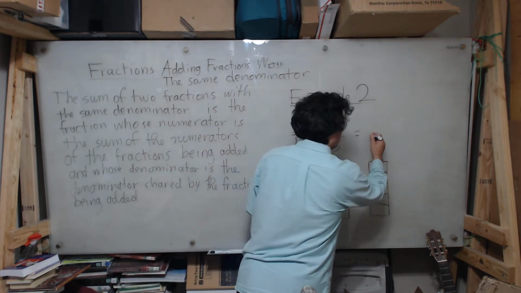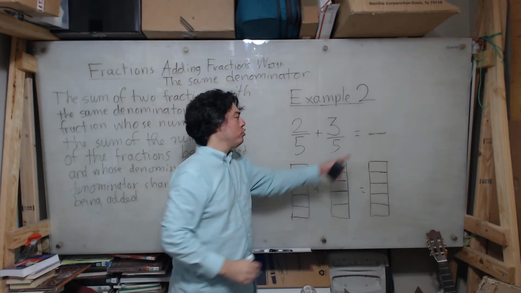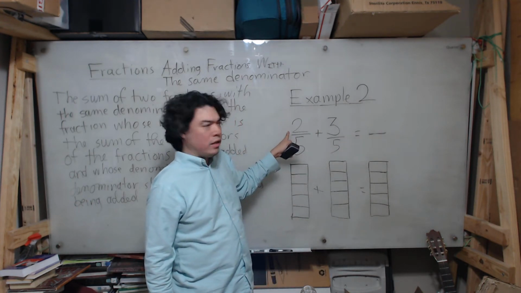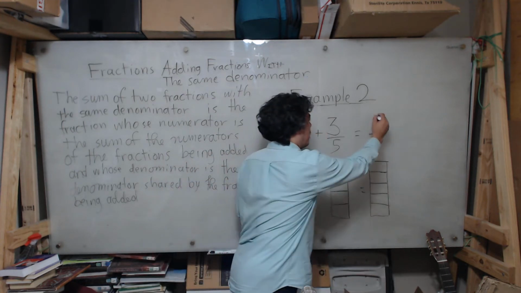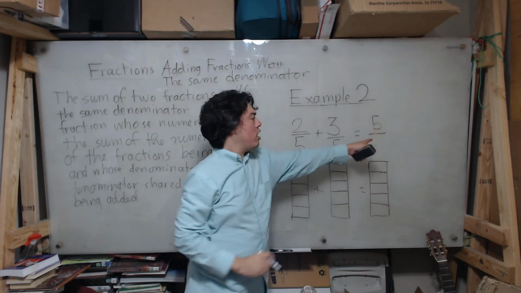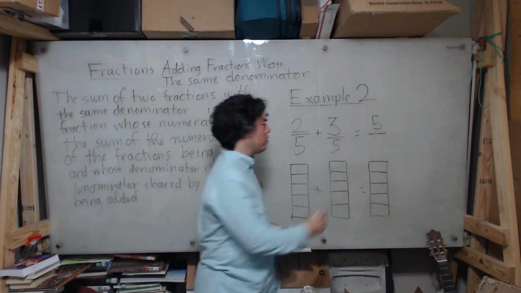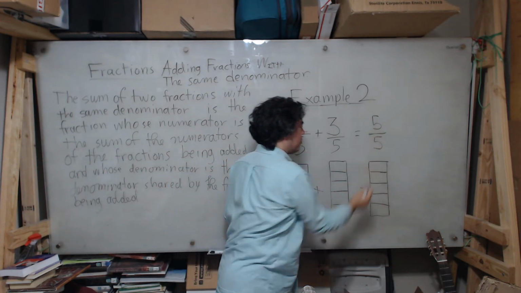It's the fraction whose numerator is the sum of the numerators of the fractions being added, 2 plus 3, that's 5. And whose denominator is the denominator shared by the fractions being added, also 5 in this case.